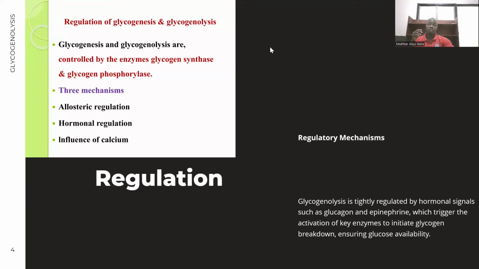The major regulatory points of glycogen metabolism, of glycogenesis and glycogenolysis, involve three major mechanisms: allosteric regulation, hormonal regulation, and the influence of calcium. The key regulatory enzymes of glycogen metabolism are glycogen synthase and glycogen phosphorylase. So we are going to look at how these enzymes are involved in metabolic regulation.